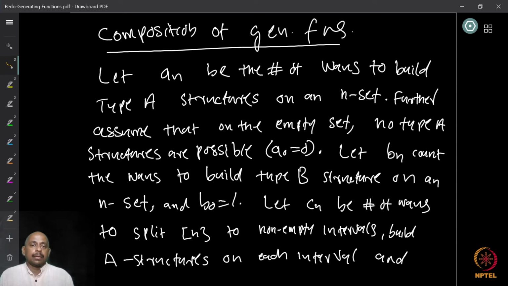Now we are going to look at the composition of generative functions. What I mean by composition is that I can substitute one function instead of the variable of the other function. So if I have, for example, a of x and b of x, then I can talk about a of b of x. So x is replaced by b of x. Wherever x appears in a, I replace it with b of x. So then what happens according to the combinatorics, that is the question that we want to look at.